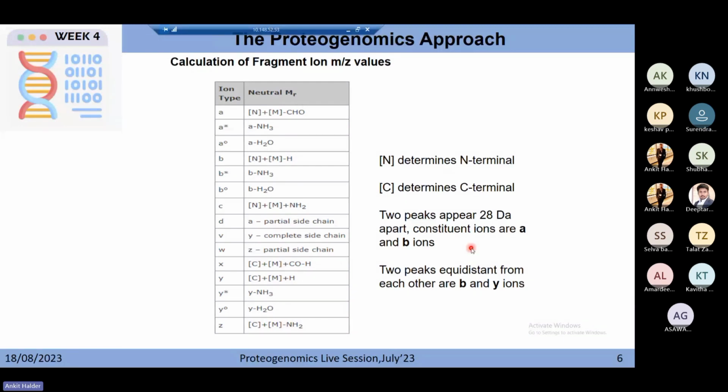So when you find masses coming 28 Dalton apart, these are your A and B ions. A and B ions always come up 28 Dalton apart. Similarly, if two peaks are equidistant from each other, then you will understand that it is your Y and B ion pair. From there you will calculate accordingly, Y7 minus Y6 and here B1 minus B2, for example. So you will get what those are.